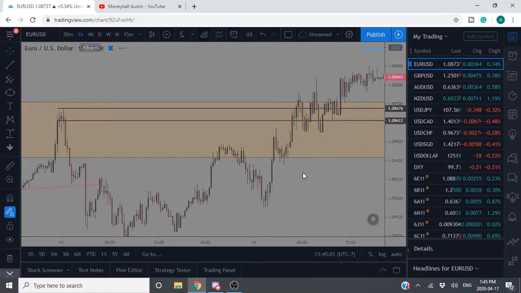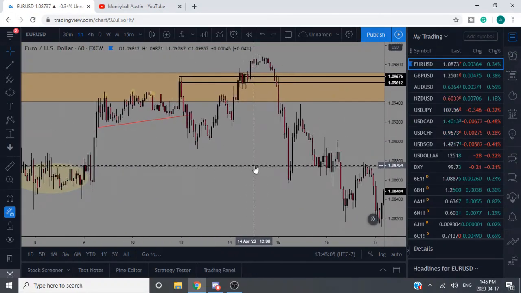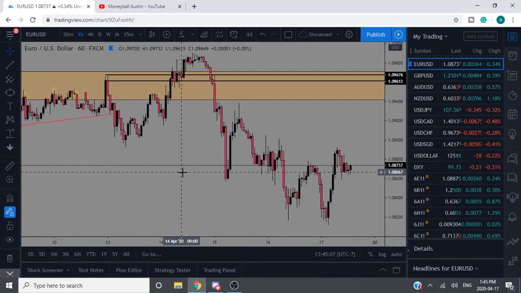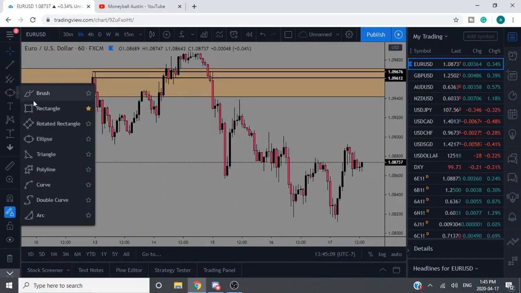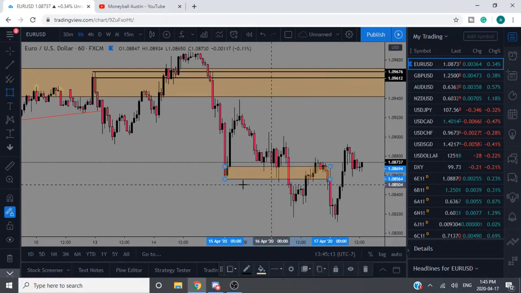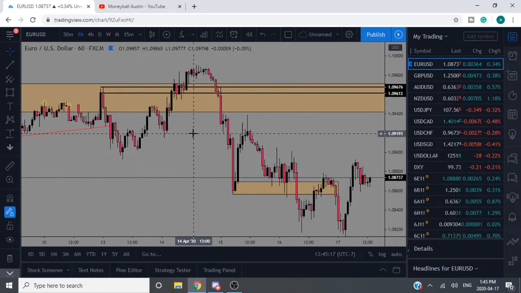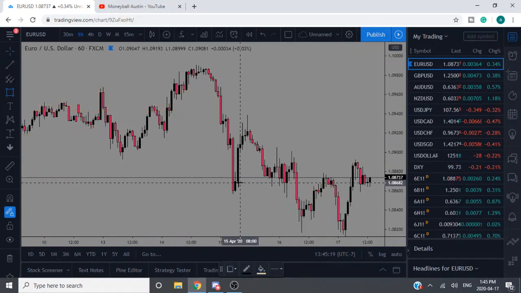So another opportunity that I got into was, let's go with this. I posted this one on my Twitter. It was this 1-hour demand zone, right? I was looking at just straight up buying this 1-hour demand zone. Why? Well, let me just remove everything so it makes it look clear.